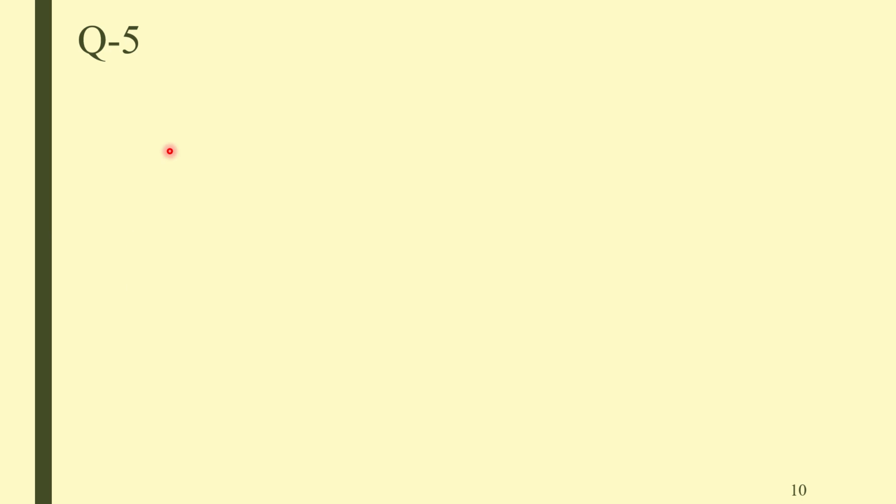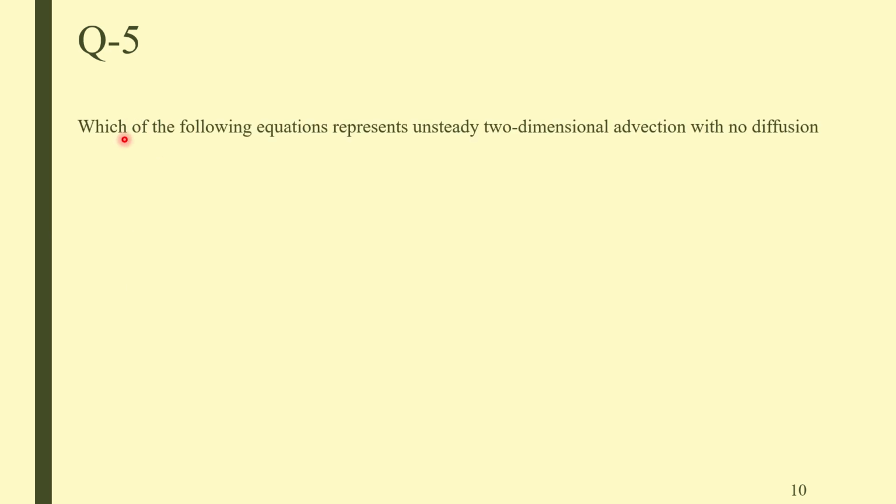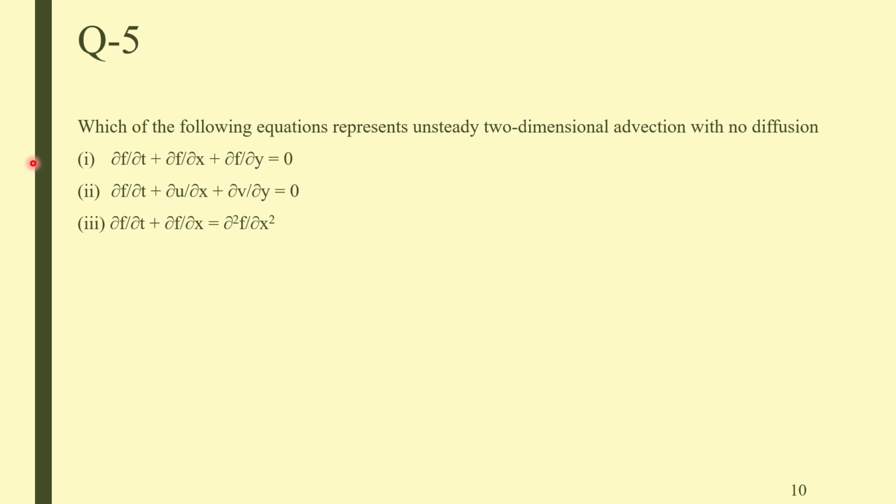Now we'll see question 5. It is asked which of the following equations represents the unsteady two-dimensional advection equation with no diffusion. This is again the same problem, but here it is unsteady two-dimensional advection with no diffusion. The first question was about the one-dimensional advection equation. It is just the same question in a different format. It is basically dou f by dou t plus dou f by dou x plus dou f by dou y is equal to 0.